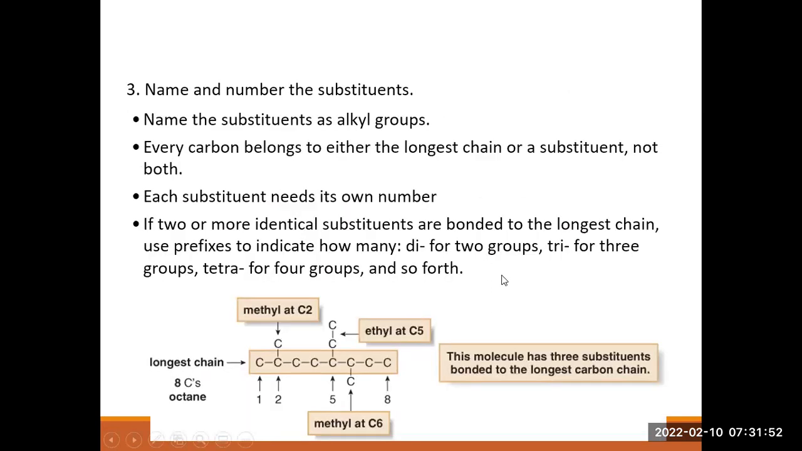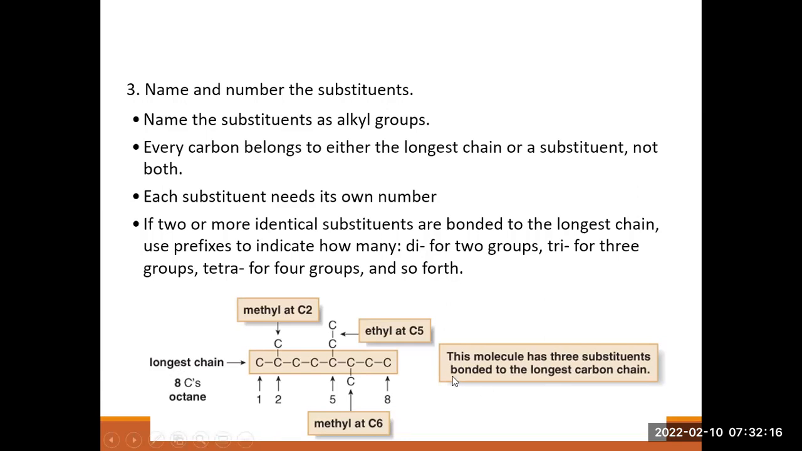And then name and number the substituents. Name the substituents as alkyl groups. Every carbon belongs to either the longest chain or a substituent, not both. Each substituent needs its own number. If two or more identical substituents are bonded to the longest chain, use prefixes to indicate how many. Di for 2, tri for 3, tetra for 4, and so forth.